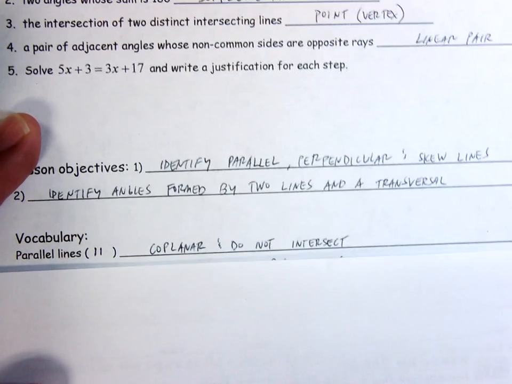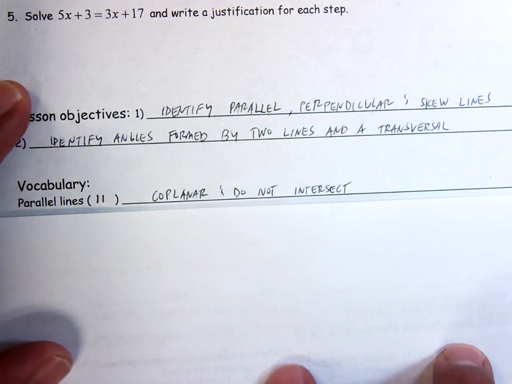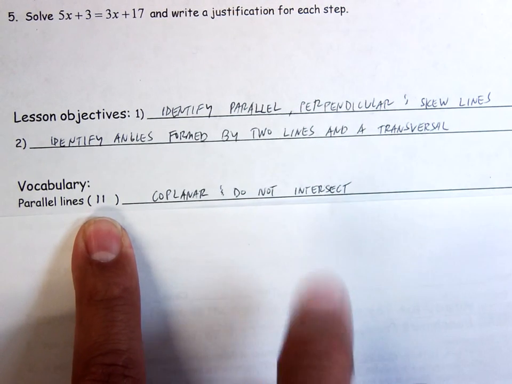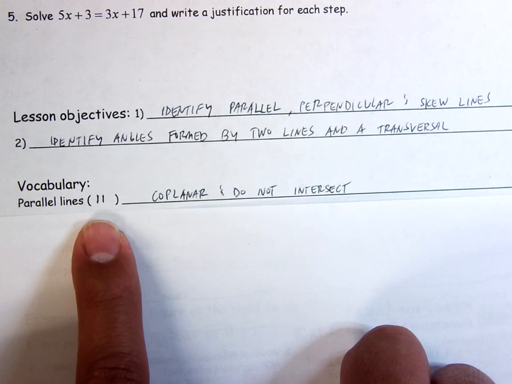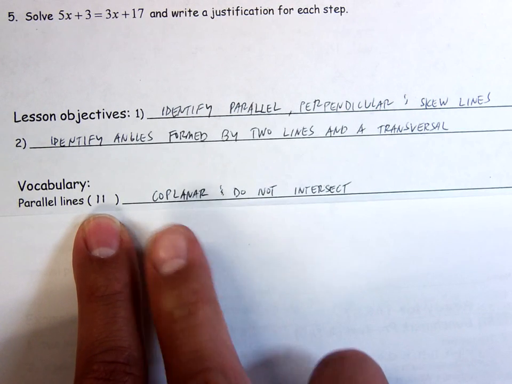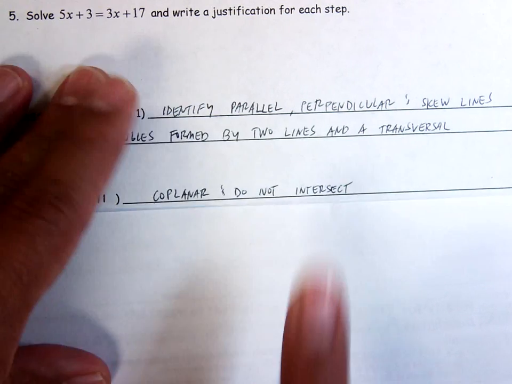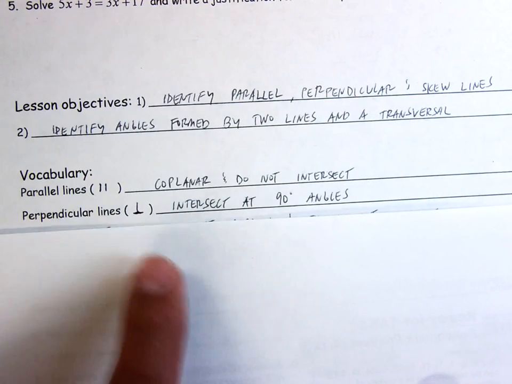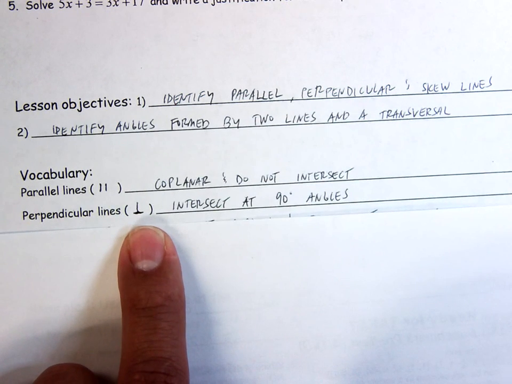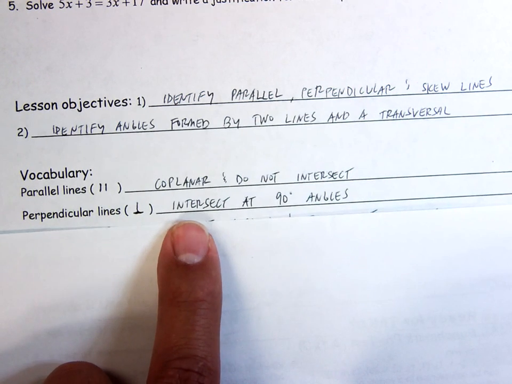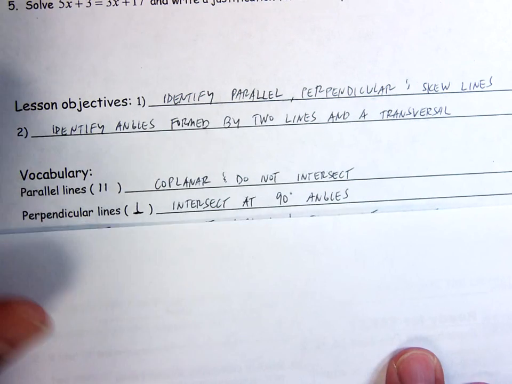Vocab, parallel lines. Again, most of us know what parallel means. If I'm going too fast for you, just pause it, write it down. The symbol for parallels is like an 11, like two up and down lines. That means parallel. Parallel lines are coplanar and they do not intersect. Perpendicular. It's like an upside down capital T. That means perpendicular. It means I have lines that intersect at 90-degree angles.